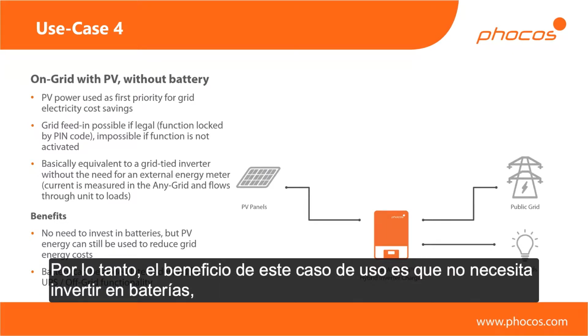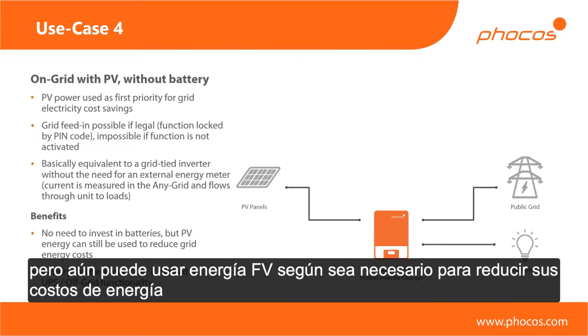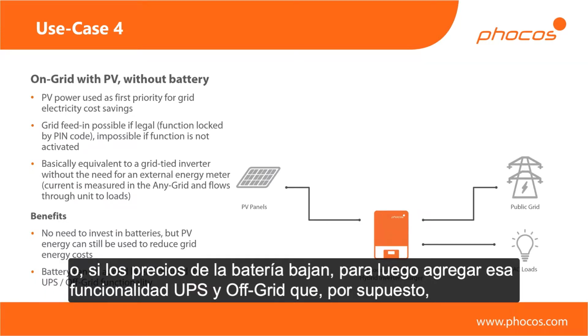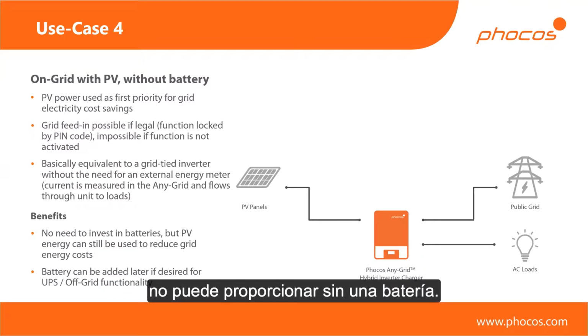So the benefit of this use case is that you don't need to invest into batteries, but you can still use PV power as required to reduce your energy costs. And then obviously you still have this possibility later to add batteries if you like, or if the battery prices come down, to then later add that UPS and off-grid functionality that of course you can't provide without batteries.